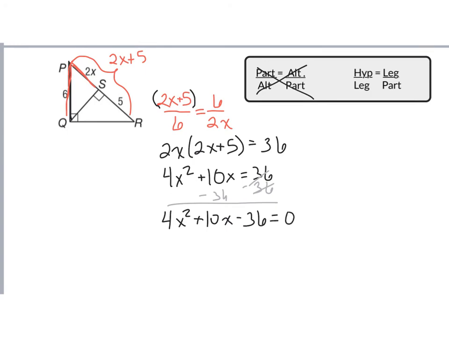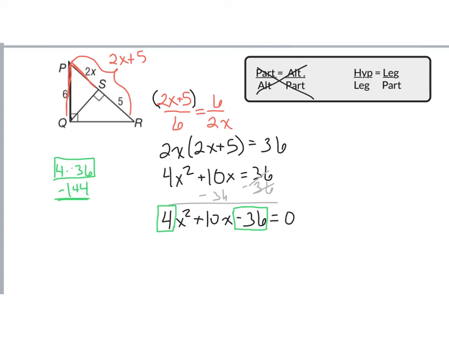Now this one works a little bit differently because last time we just said, what are my factors of the 36? That's all I was concerned with, this negative 36. But since I don't have a leading coefficient of 1, I have a 4, I have to do this a little bit differently. I have to take that 4 and the negative 36 and multiply them together, which gives me an answer of negative 144.